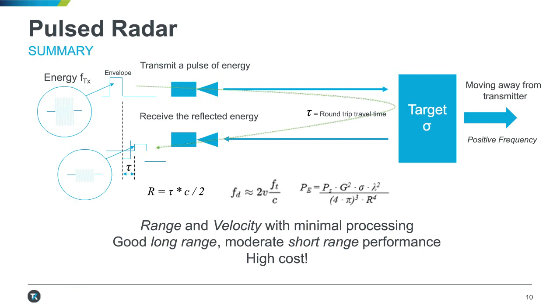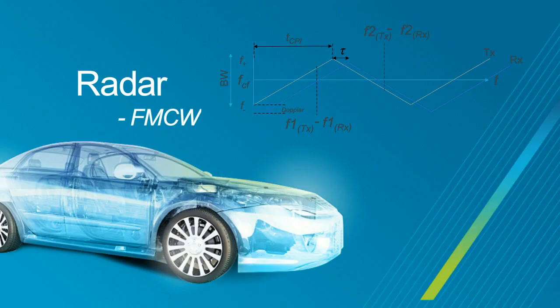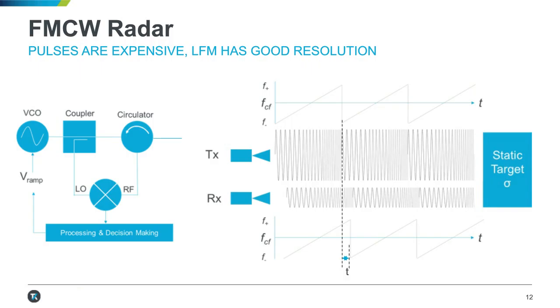A lower cost approach to get range and velocity information from a target would be to use FMCW, and so this is the dominant modulation type today. There's variants on it, of course, but the dominant modulation type for automotive applications is FMCW. So let's take a look at how that differs from the pulse modulation examples I just gave. So this is an FMCW radar in its most simplest form.